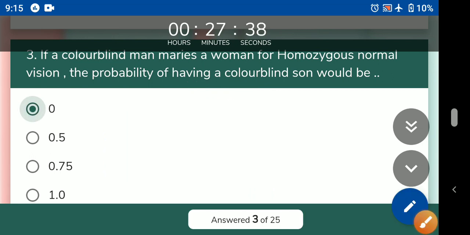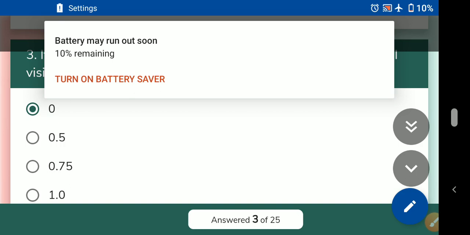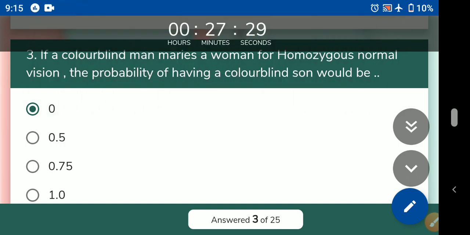So from here it is very clear that if a colorblind man marries a woman, if the father is colorblind, then there is no chance that the son could be colorblind. Son could be colorblind if the mother is colorblind or mother is carrier.